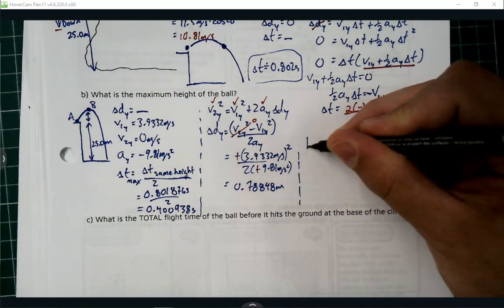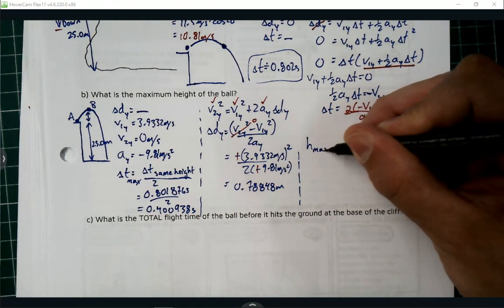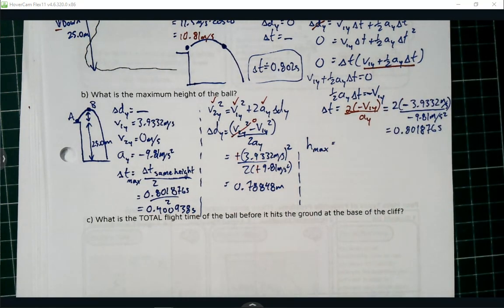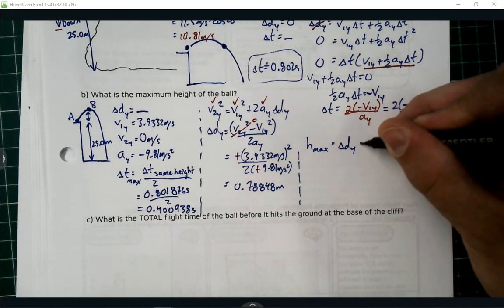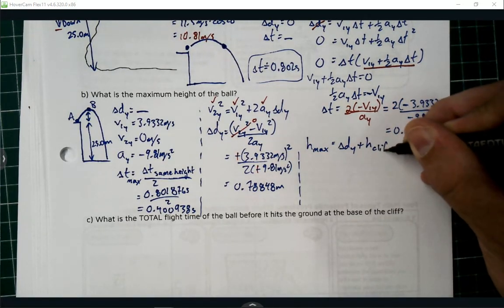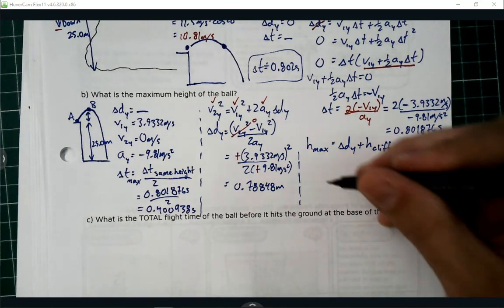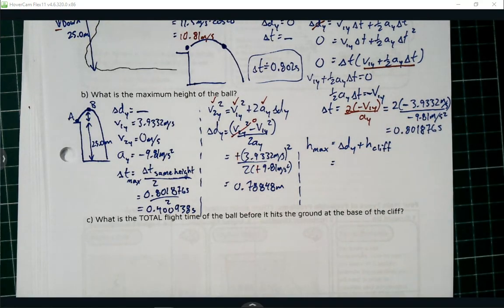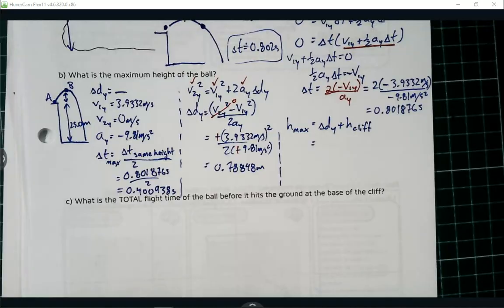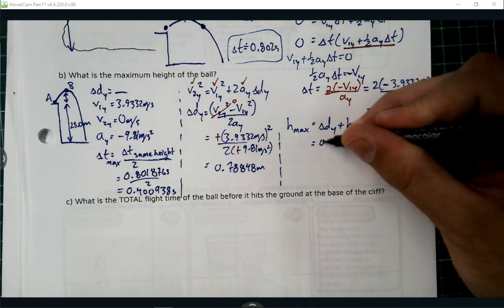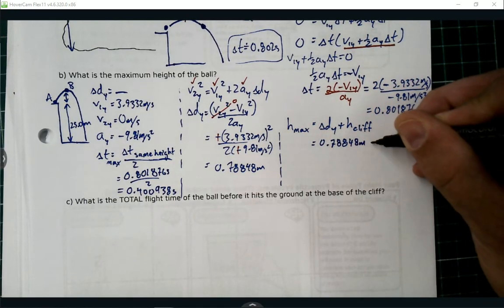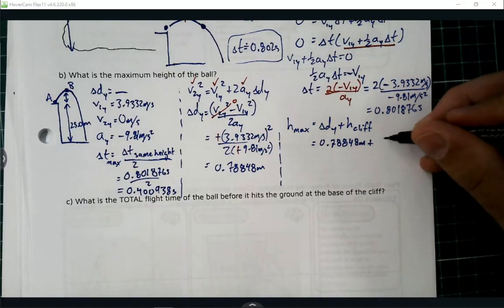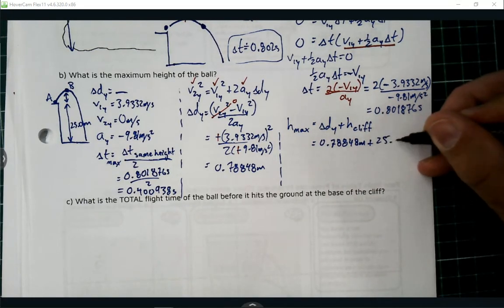So I'd say, well, I'm just going to call it h max, because I don't know what kind of variable to call this thing, and that seems like something people should be able to figure out. It's going to be delta dy plus the height of the cliff. So when I don't have a specific variable, sometimes I just try to be descriptive, because I want the reader to know. 0.78848 meters plus the height of the cliff, which was 25.0 meters.